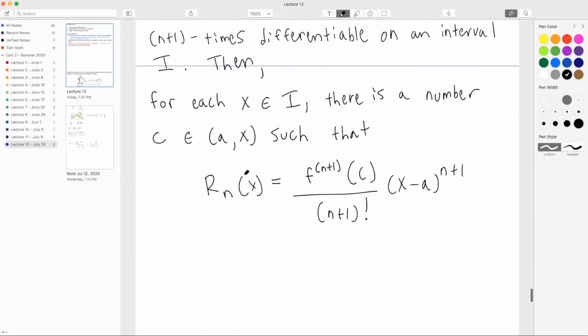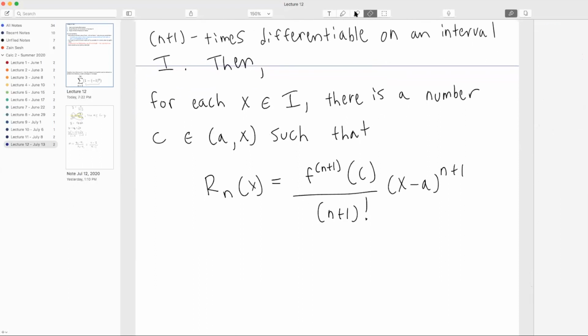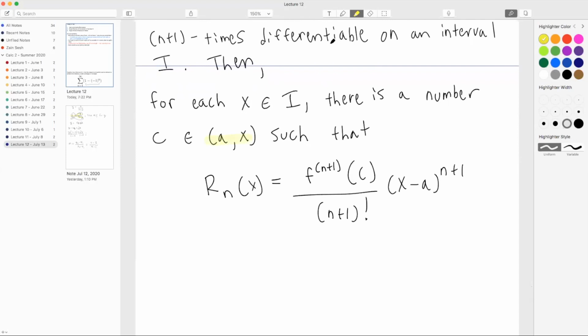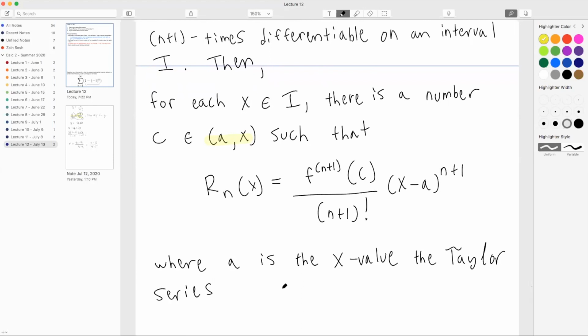Okay, and what is a here? So I have this interval a sub x. A is the x value our Taylor series is centered about. Where a is the x value the Taylor series is centered about.